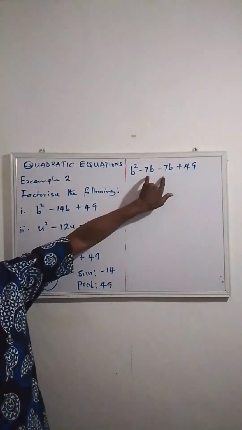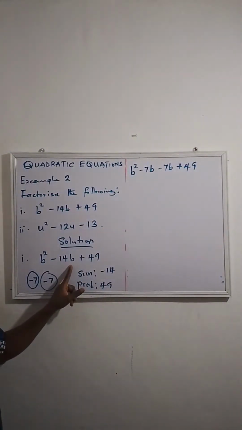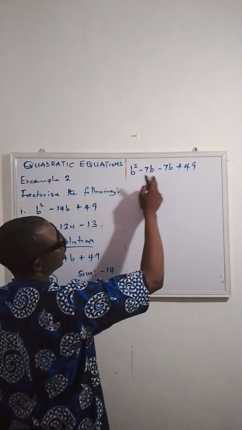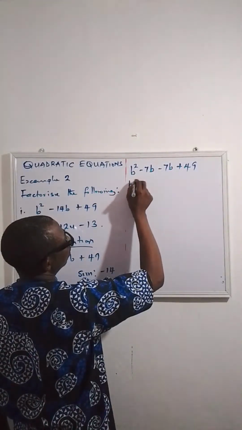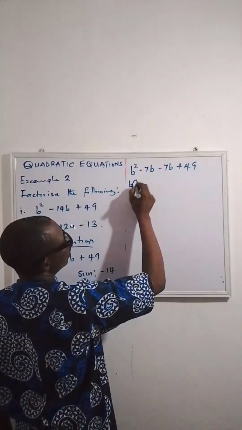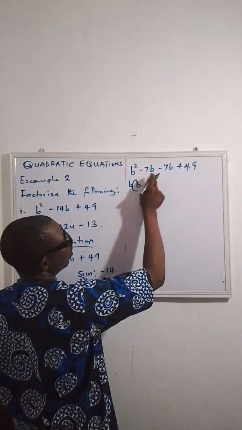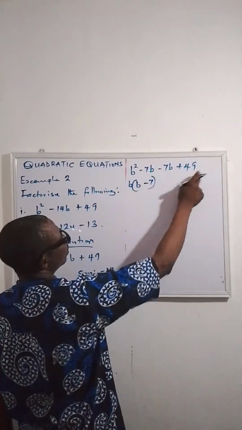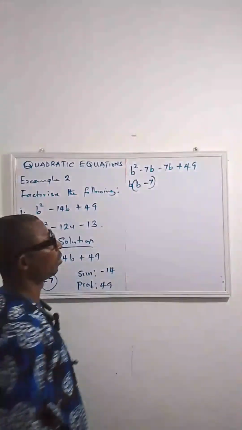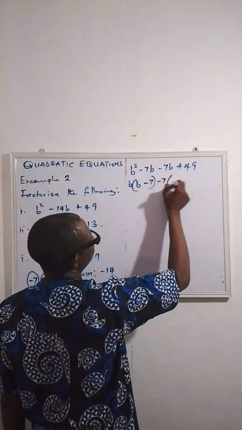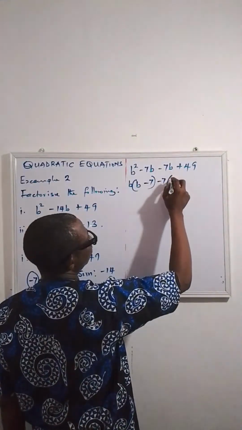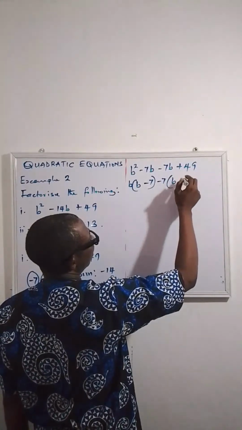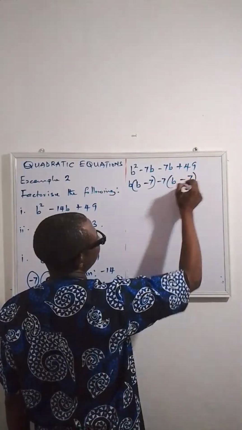Because when you sum these together, it's going to give you negative 14b. Okay, so now what is the common factor here? The GCD here is b. Okay, so when you divide this by b, you have b. Divide minus 7b by b, so you have negative 7. Right here, what is the common factor here? That's negative 7. Okay, so negative 7. So when you divide this one by negative 7, you have b. Okay, when you divide this one by negative 7, you have negative 7.